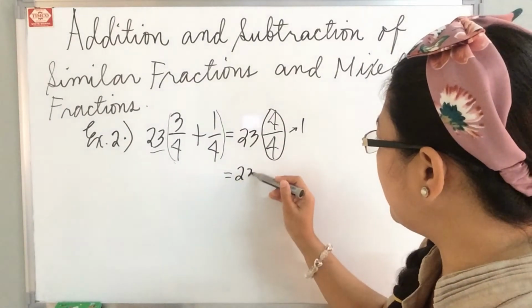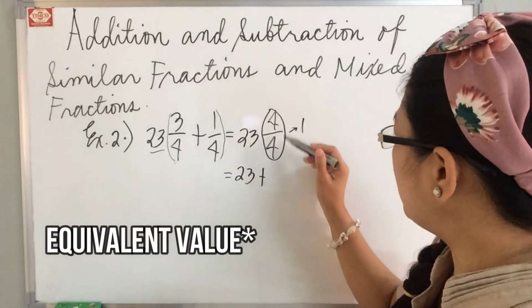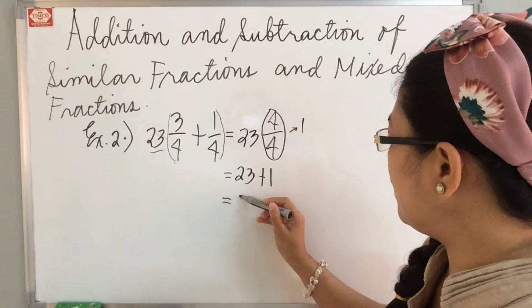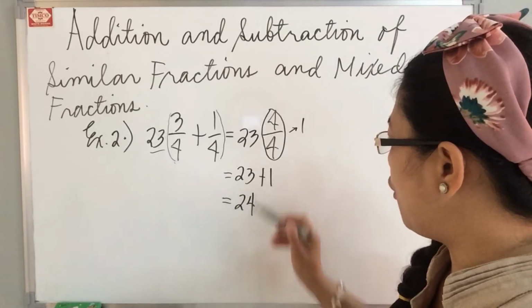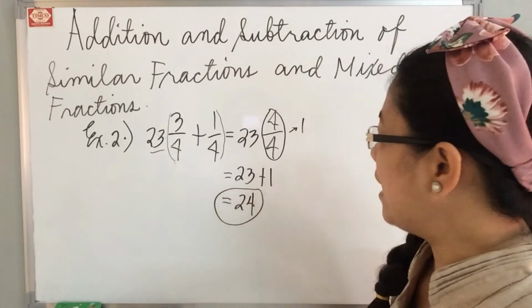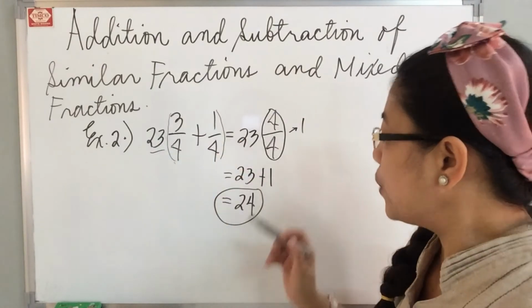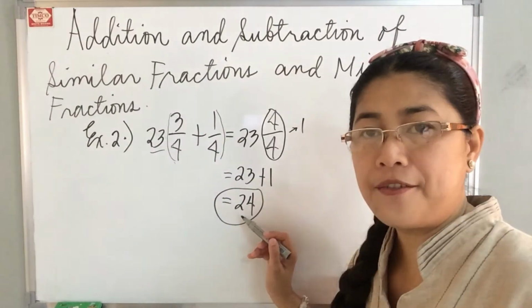So, 23 plus the equivalent form of 4 over 4, which is 1, will give us 24. So, this is now our answer. 23 and 3/4 plus 1/4 will give us 24.